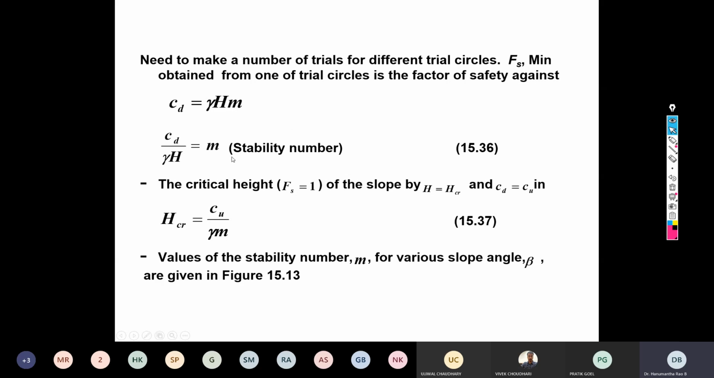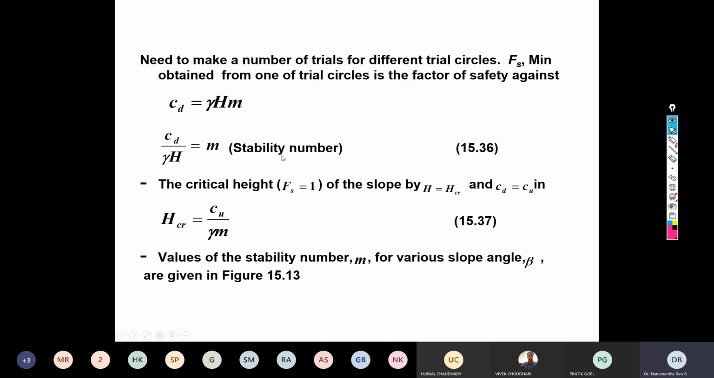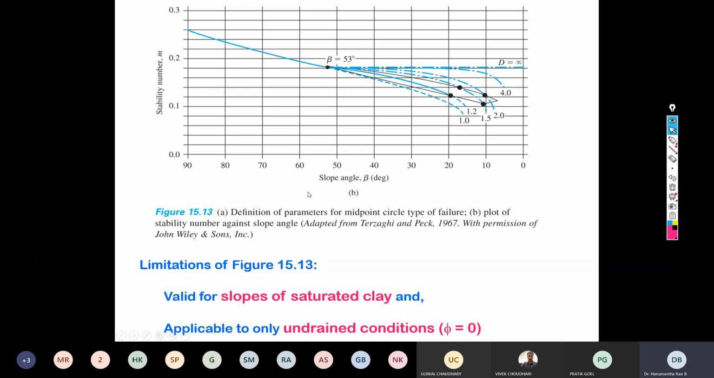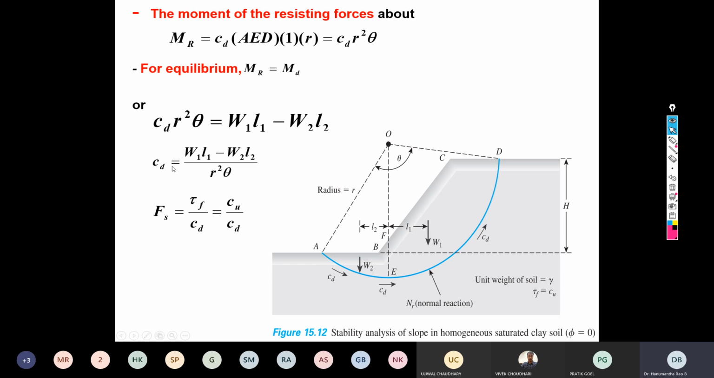Then CD by gamma H is the stability number. I don't know how this just came. So CD is equal to this one. The critical height is possible when the factor of safety is 1. So I think up to this point is correct.